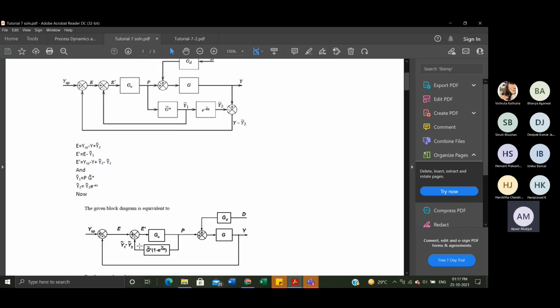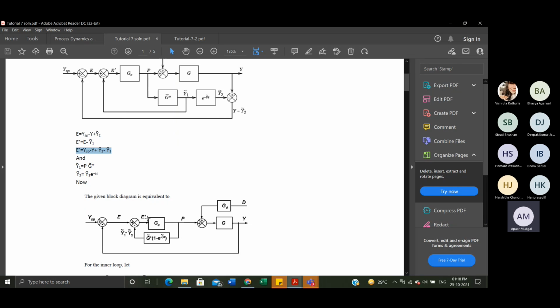Now, to synthesize this closed loop, we need to find a relation between P, E, and E bar. E bar is YSP minus Y plus Y2 minus Y1 bar. What we can do is join these two and connect it. So the relation between E bar and E is already the same, which is YSP minus Y.